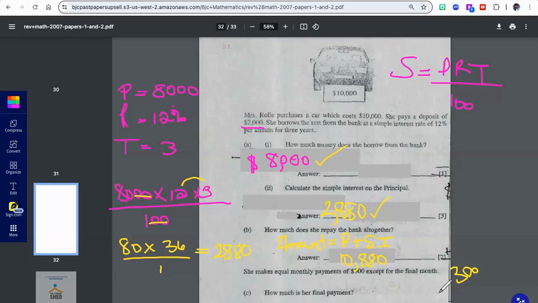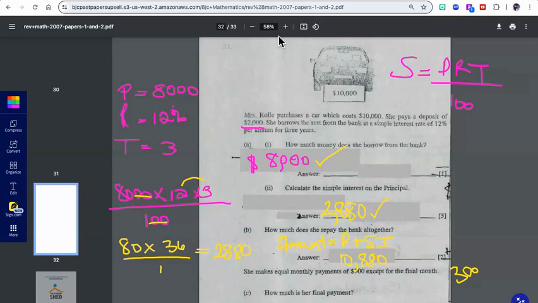What will I do to this 10,880 in order for me to see what will be my final payment? If she's going to pay back 10,880 and every month she pays $300, how would I find what the final month is? Thank you, Janaya.